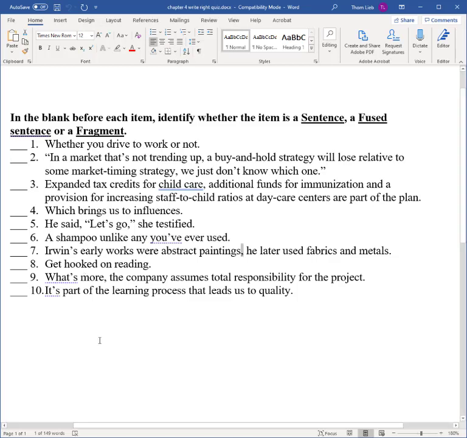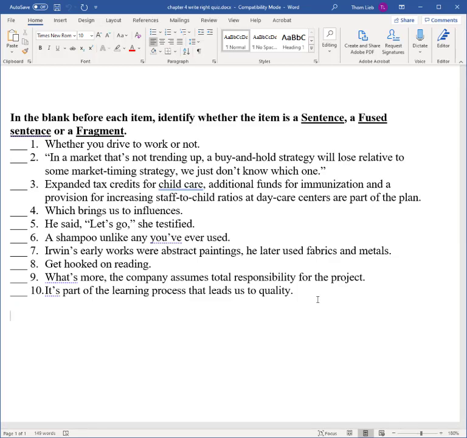Number 7 on first glance might look like it's not a sentence, but if you look at the main part of it, the company subject assumes verb, and it's preceded by an introductory phrase. That has nothing to do with the sentence itself. So this one's a simple sentence. And the final one, it is subject and verb together, part of the learning process that leads us to quality, another sentence. So the final question here is, how short can a sentence be?